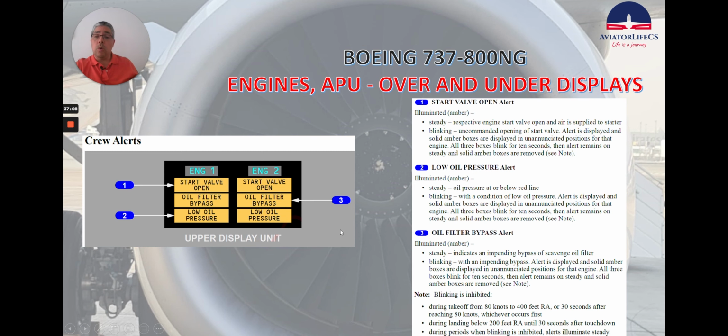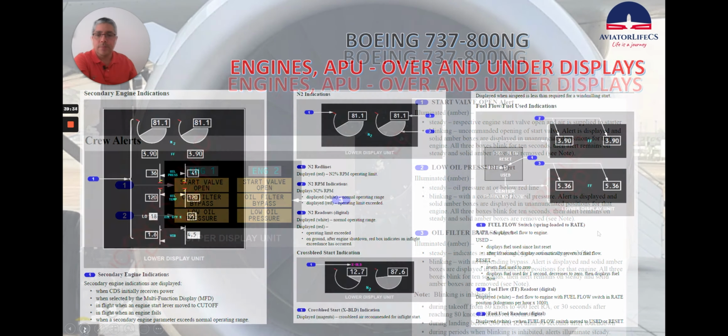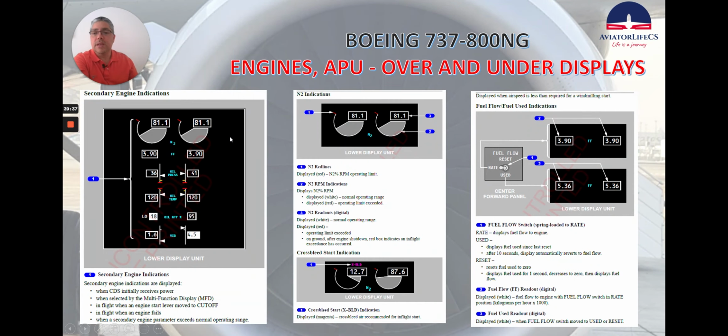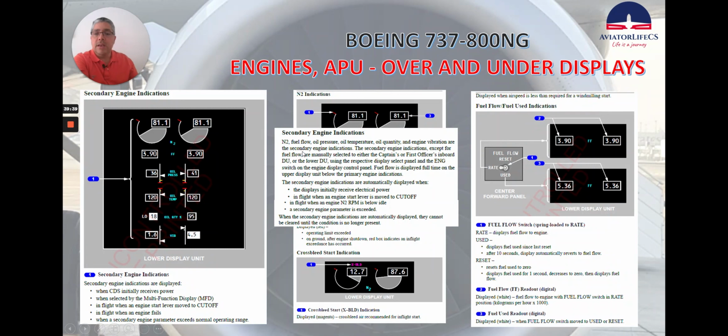All right, the low oil pressure alert, when it's steady in amber, oil pressure at or below red line. Oil filter bypass alert, it's this one here. A steady amber indicates an impending bypass of a scavenged oil filter. Now let's talk about the secondary engine indications. Secondary engine indications are N2, fuel flow, oil pressure, oil temperature, oil quantity, and engine vibration. The secondary engine indications, except for fuel flow, are manually selected to either the captain's or first officer's inboard DU or the lower DU.